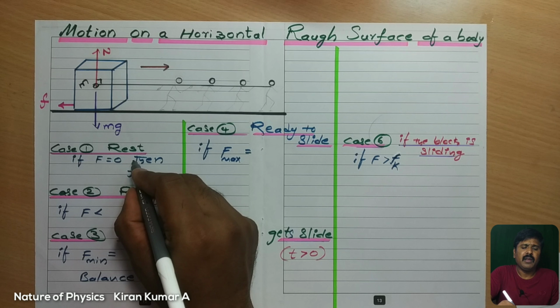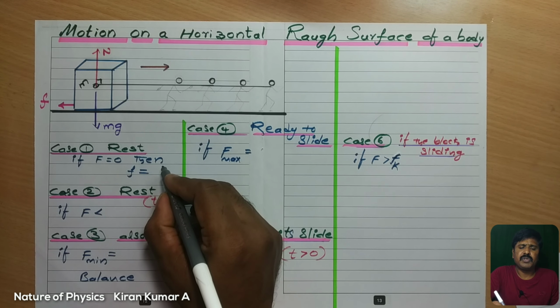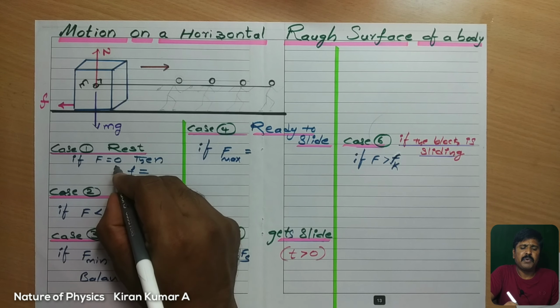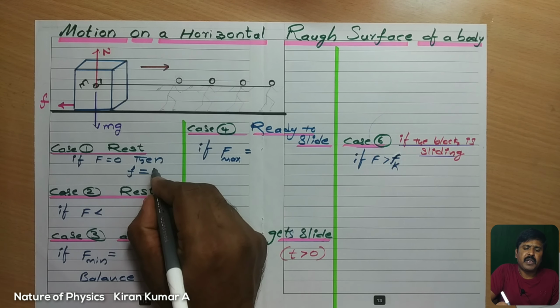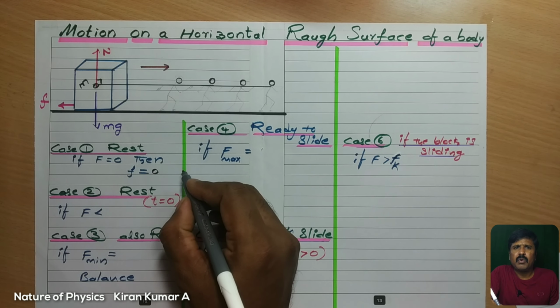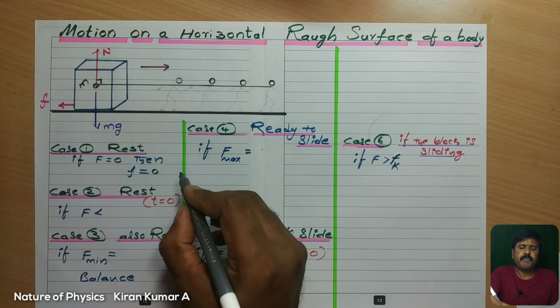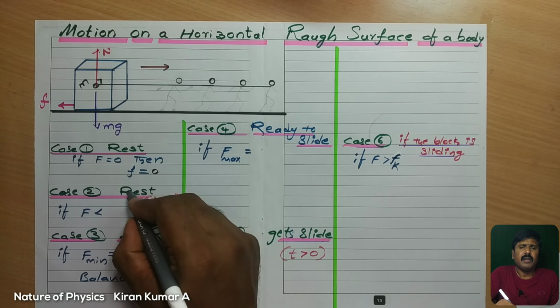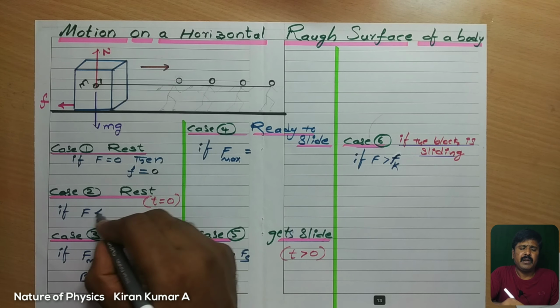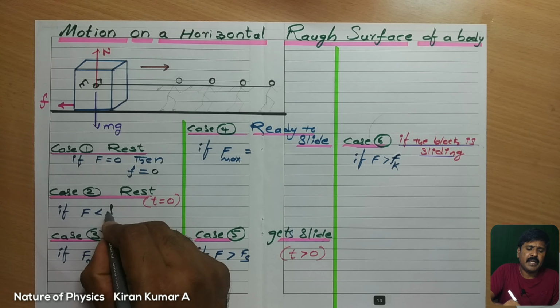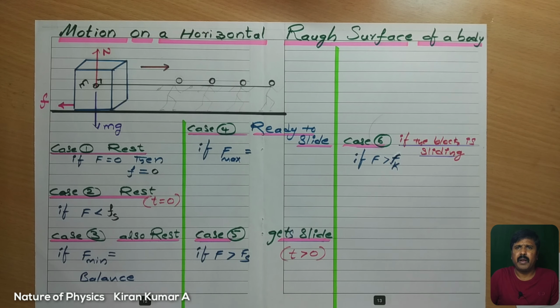Case 1 is the rest position. The block is at rest, so the applied force is equal to 0. That's why the frictional force is also 0. Without an applied force there is no frictional force. In case 2, the body is also at rest, but there is an applied force. The applied force is less than the static friction, so the body is still at rest.